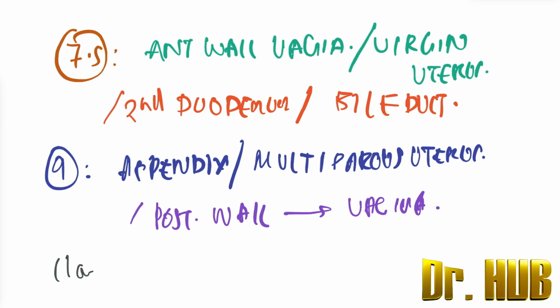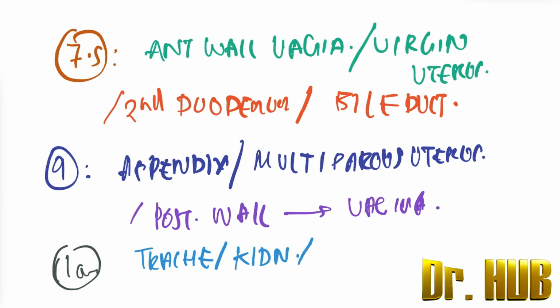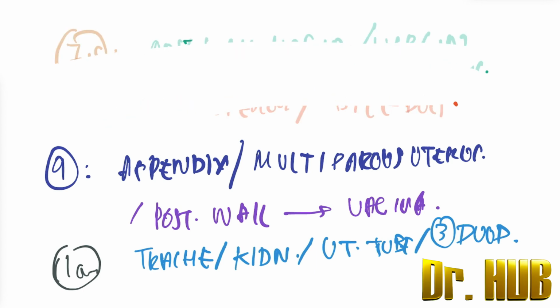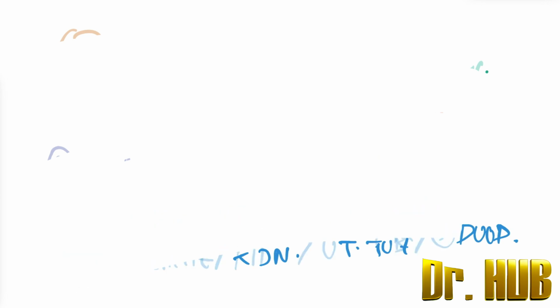Next we look at 11 centimeters. Under 11 centimeters there is the trachea, the kidney, the uterine tube, as well as the third part of the duodenum. The third part of the duodenum is 11 centimeters. The second part of the duodenum was 7.5 centimeters.